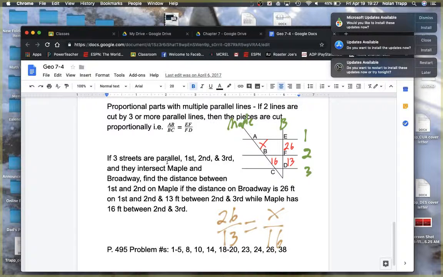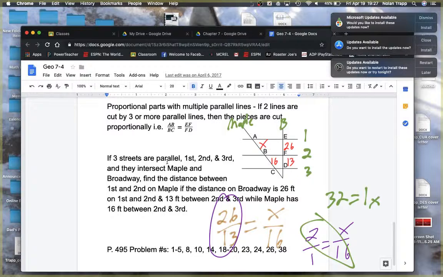First thing I would do is simplify this. That goes to 2 over 1, which will make this easier, because we have 32 equals 1x, so obviously the distance is 32 feet. It seems a little short, but it's okay.